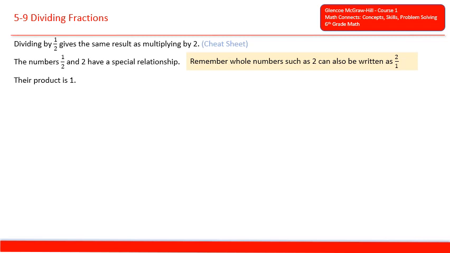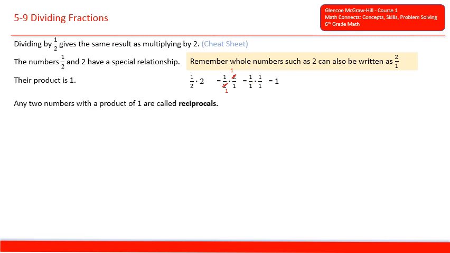The relationship between 1/2 and 2 is that their product is 1, which means if we multiply 1/2 times 2, we get 2 over 2, which can be rewritten as 1. So 1/2 times 2 is the same as 1 over 2 times 2 over 1. Simplify the 2s. We get 1 over 1 times 1 over 1, which is 1. Any two numbers with a product of 1 are called reciprocals.